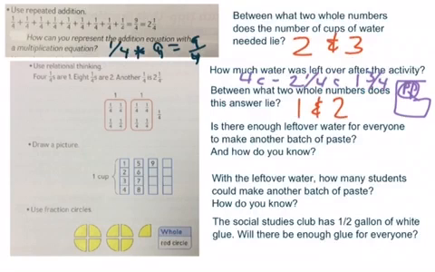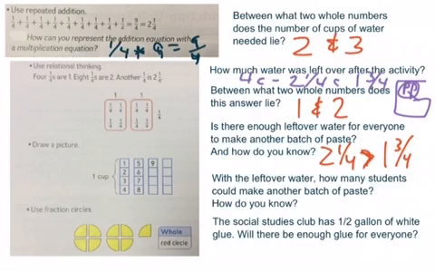Then the question is, okay, so if I have 1 3/4 cups left over, is there enough leftover water for everyone to make another batch of paste? And how do you know? No? Hopefully you would say, well, let's see, I needed 2 1/4 for everyone to make a batch, and I only have 1 3/4 left. So I know that 2 1/4 is greater than 1 3/4. So no, it's not enough.